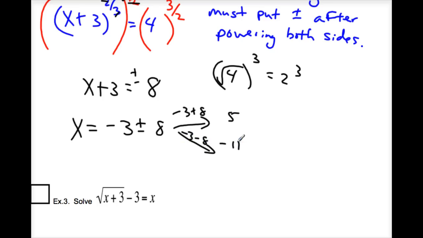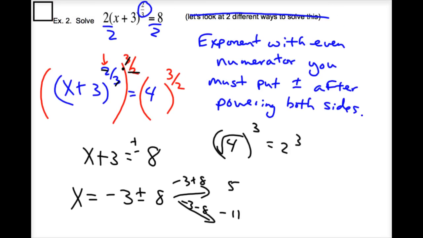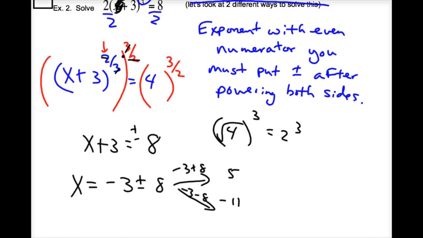Run those two at the top and check them. Both of these should work. I plug in 5, I get 8 in there. 8 to the 2/3 is 4. If I plug in -11 right here, I get -8. -8 to the 2/3 is also 4. Because the 3rd root of -8 is -2, and -2 squared is 4. So both of these work.